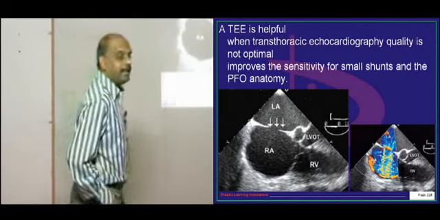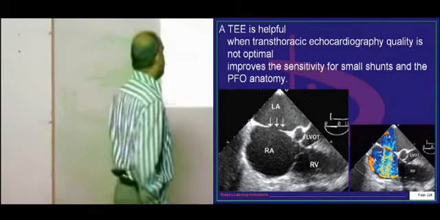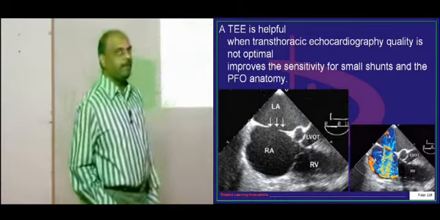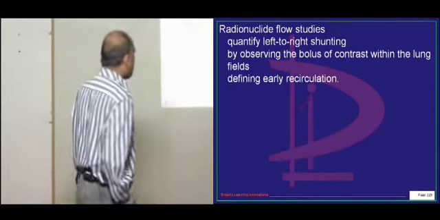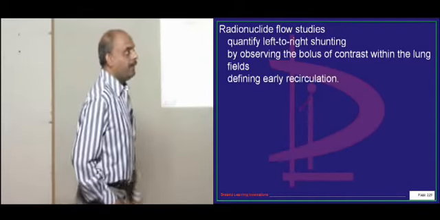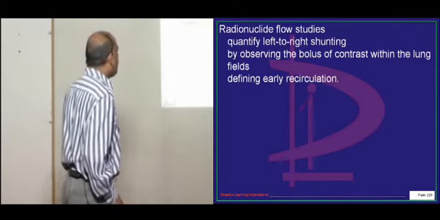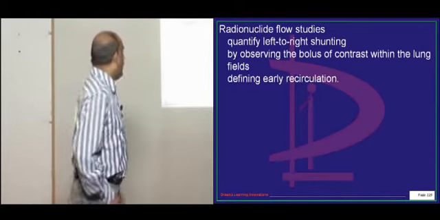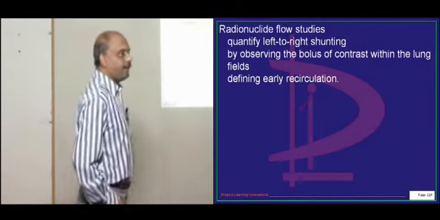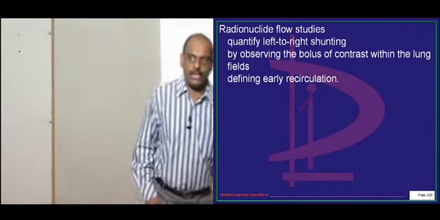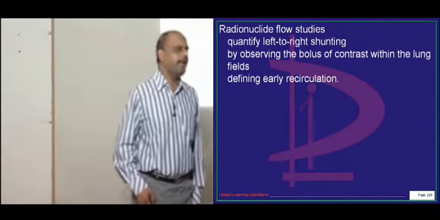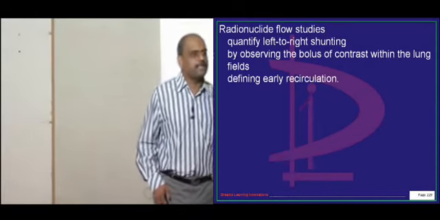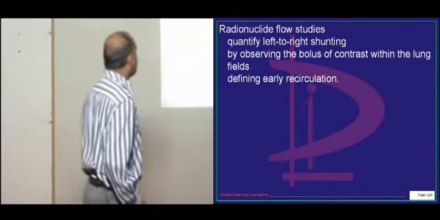So there is a reason transesophageal echo can also enable you to basically quantify. Radionuclide flow studies also can quantify by giving a bolus of contrast within the lung fields and observing it, and typically by defining the recirculation you can make out, but generally clinically the 2D echo and the Doppler studies would be more than sufficient and significant.